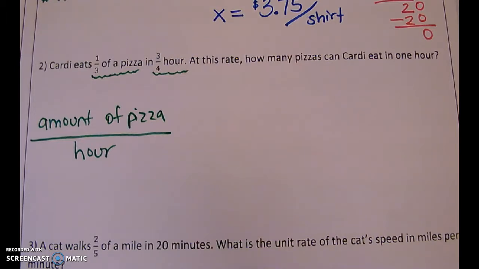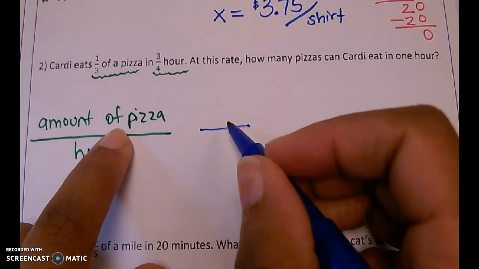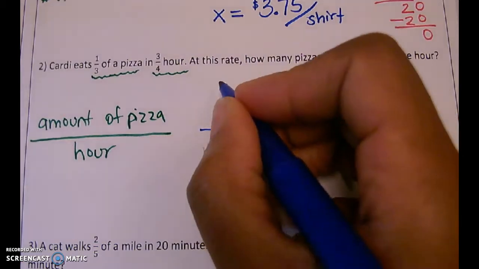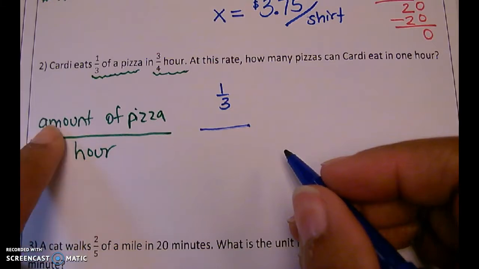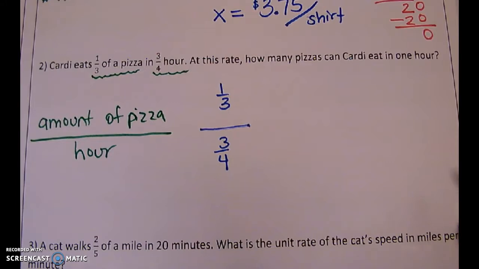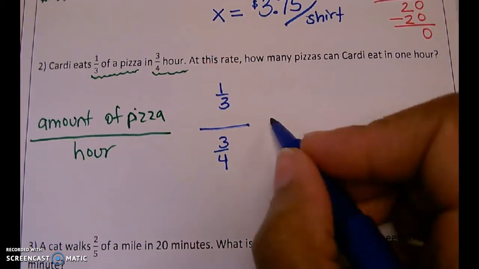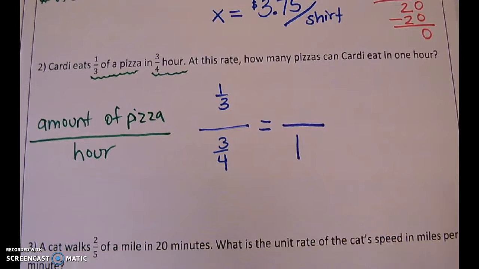Now I'm going to set up my rate. Now this may seem a little strange, but we're going to put two fractions on top of each other. And here's how we're going to do it. Okay? What is the number associated with the amount of pizza? We know that number is 1/3. How many hours did it take her to eat 1/3 pizza? It took her 3/4 hour. Now, you may be wondering, how are we going to do this? We're going to do this the same way we did the above. We need to figure out how much pizza she ate in 1 hour.